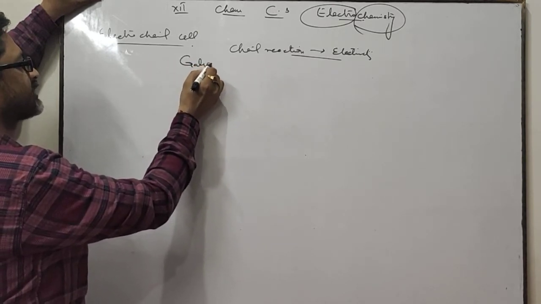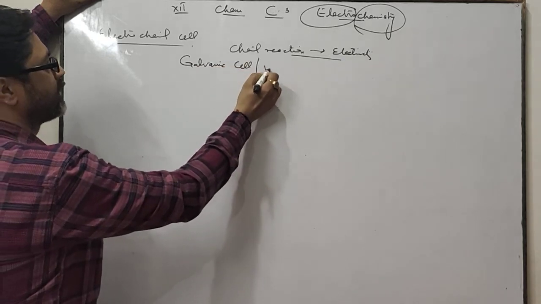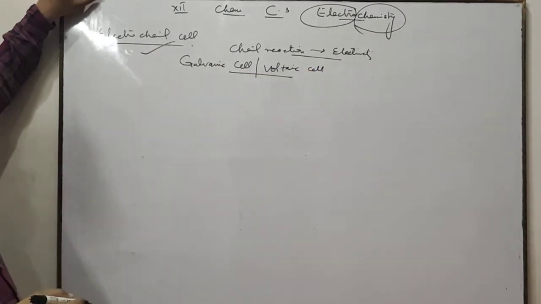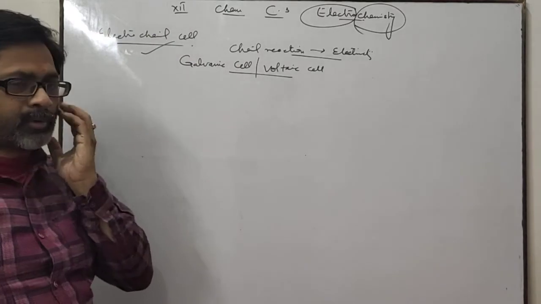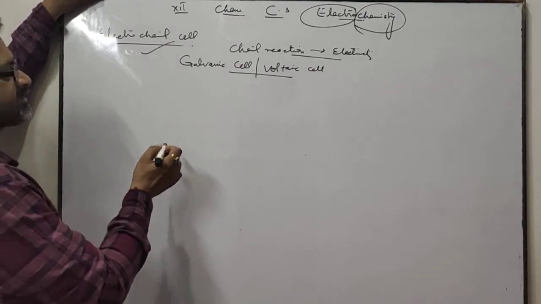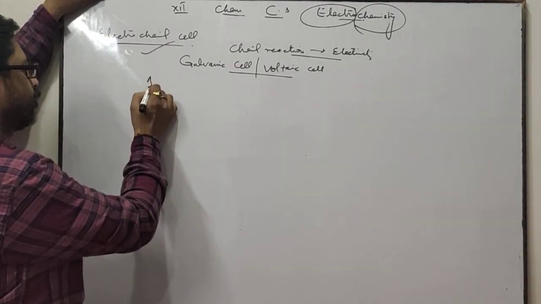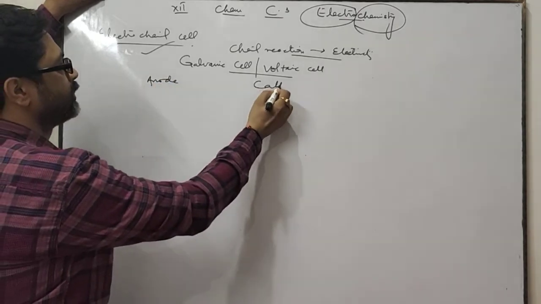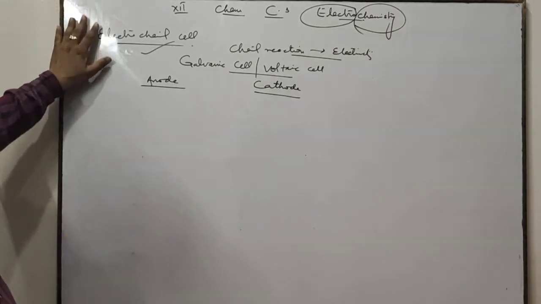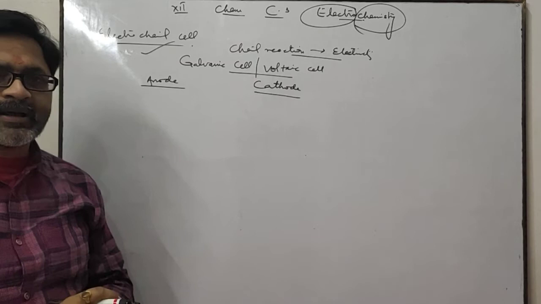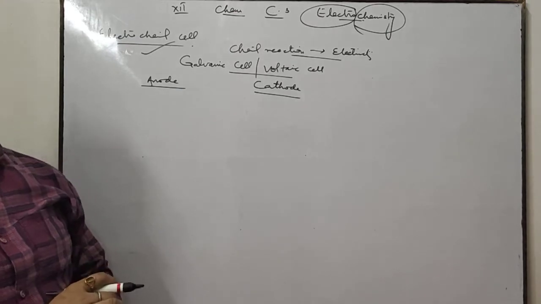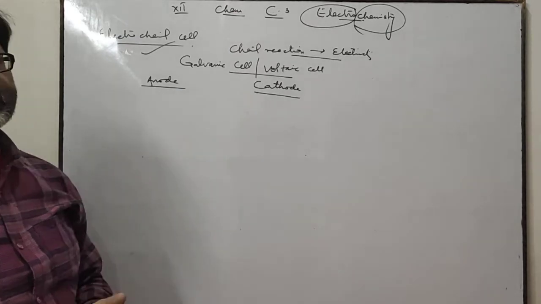That one is the galvanic cell, or you can say voltaic cell. This is a common type of electrochemical cell which we have already read in class 11th. In this galvanic cell, there are an anode and a cathode, means two electrodes are present. What is anode? What is cathode? Anode is that electrode at which oxidation takes place. Cathode is that electrode at which reduction takes place.